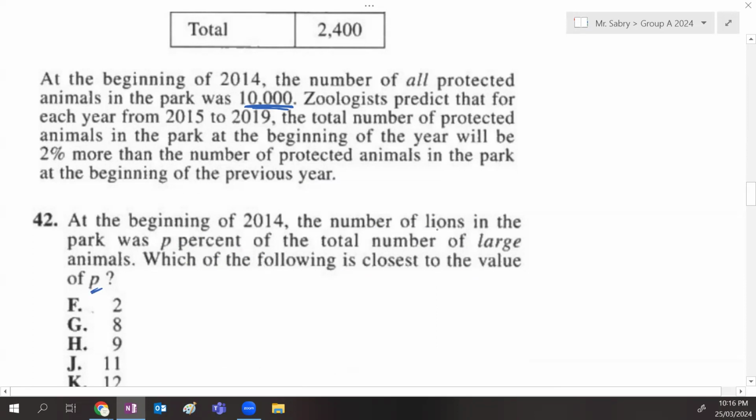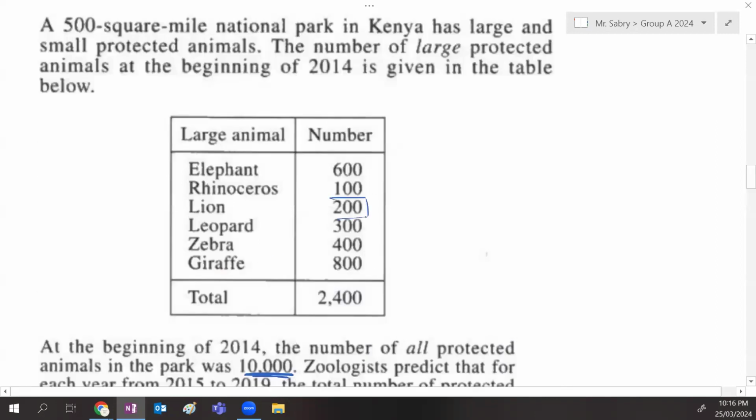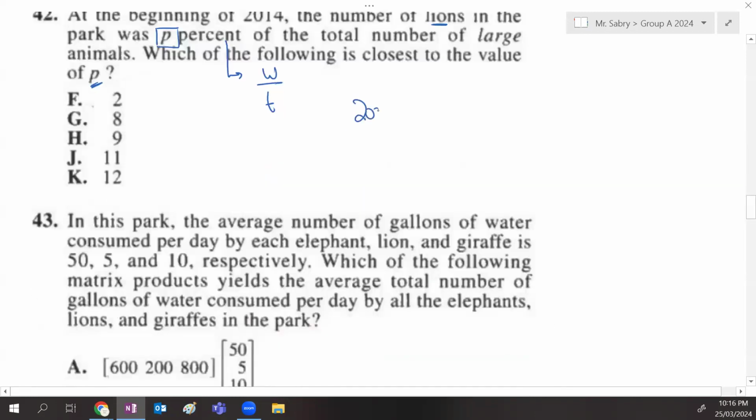So apparently he is talking about the number of lions as what percent of the total number of large animals. So I'll go back to what I know about percentage: it's supposed to be the part over the total. Let me check how many lions. Apparently lions are 200 over the total, which is 2400. I'll put 200 over 2400 and multiply that by 100 to know exactly what percent that is. So 200 over 2400, that's 8%. It's 8.3, which is about 8%, because it said which of the following is closest. And then we'll move to 43.